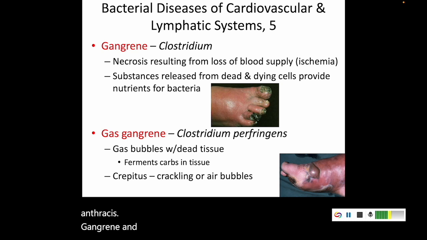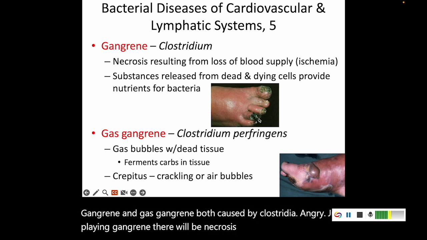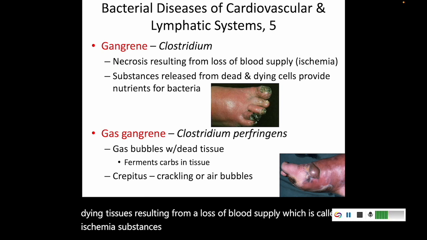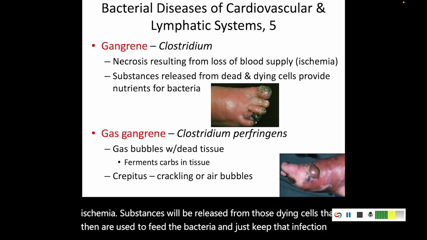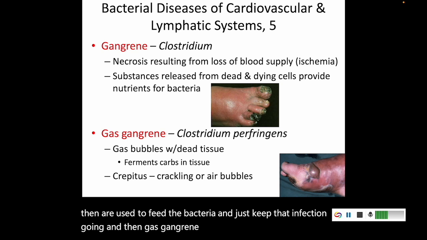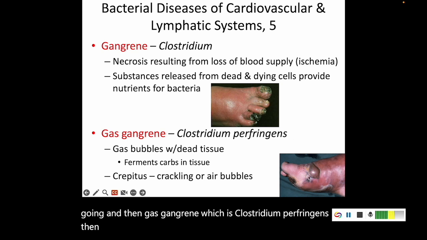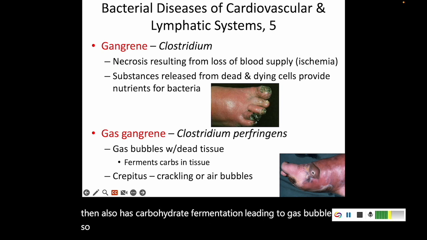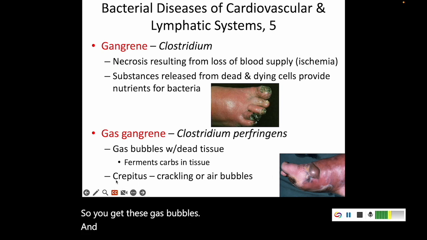Gangrene and gas gangrene, both caused by Clostridia. In gangrene, just plain gangrene, there will be necrosis. These are actually dying tissues, resulting from a loss of blood supply, which is called ischemia. Substances will be released from those dying cells that then are used to feed the bacteria and just keep that infection going. And then gas gangrene, which is Clostridium perfringens, then also has carbohydrate fermentation leading to gas bubbles. So you get these gas bubbles. And this is called crepitus. Crepitus is when those air bubbles will be crackling.